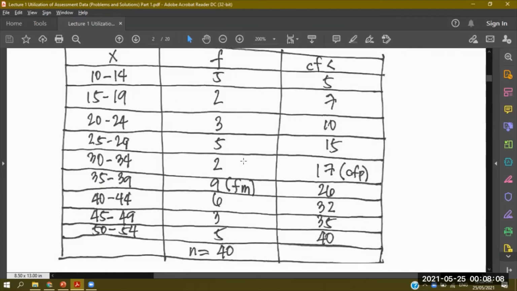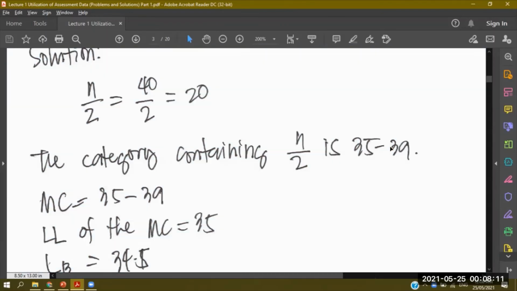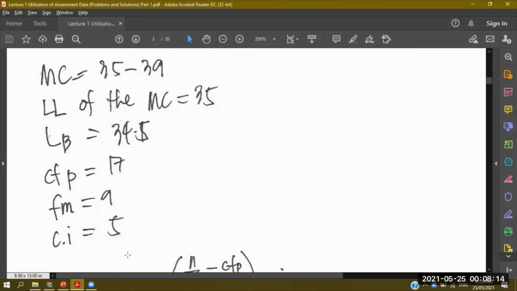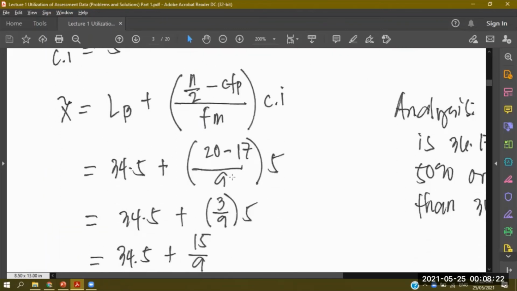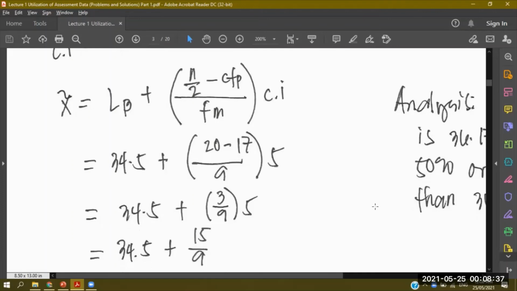You got 5. That is why the value of CI here is 5. Okay, so the numbers are now ready, so we have to plug them into our formula. Our formula is X bar is equal to L sub B plus quantity N over 2 minus CFP divided by FM times CI. So we have 34.5 plus our N over 2, which is 20, minus our CFP, that is 17, divided by the frequency of the median class, that is 9, and then our class interval 5.